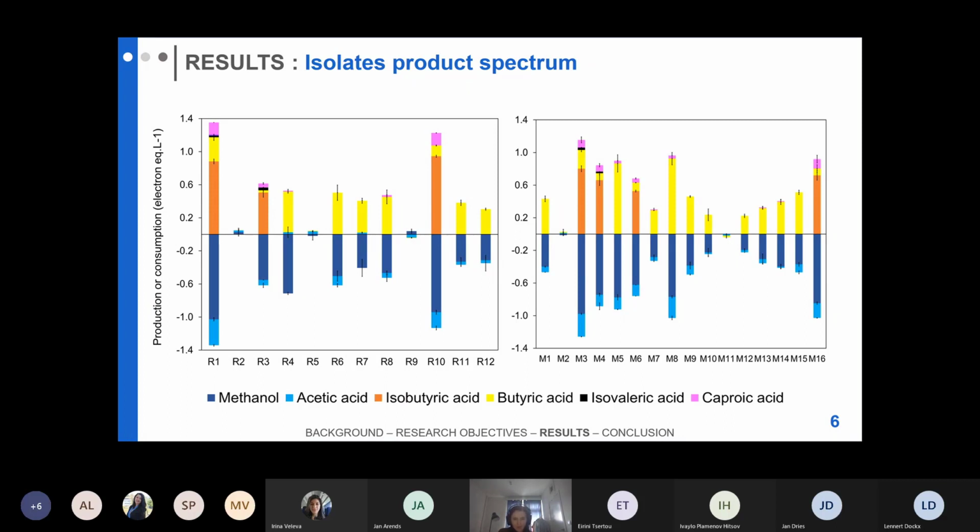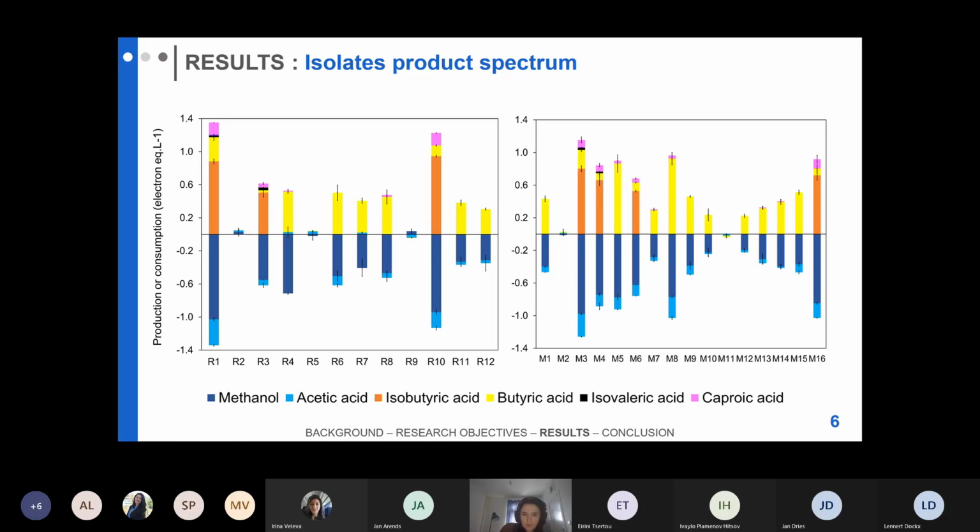What you can see on the left bar chart is the product spectrum of the isolates obtained on the rich medium, and on the right, the ones obtained on the synthetic medium. When we take a look at those two graphs, we can separate all the isolates into two groups: one that did produce isobutyric acid with butyric and caproic acid as co-products, and the others that produce mainly butyric acid as the main product and sometimes traces of caproic acid along the way.